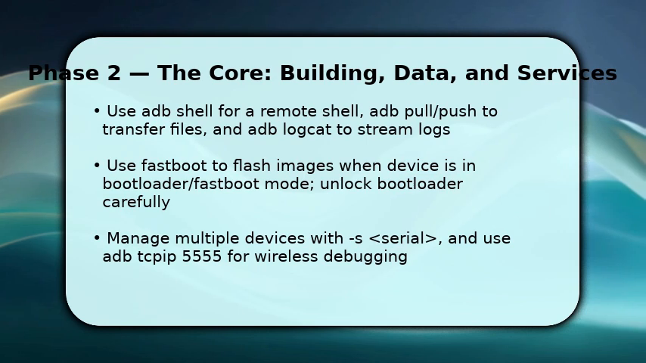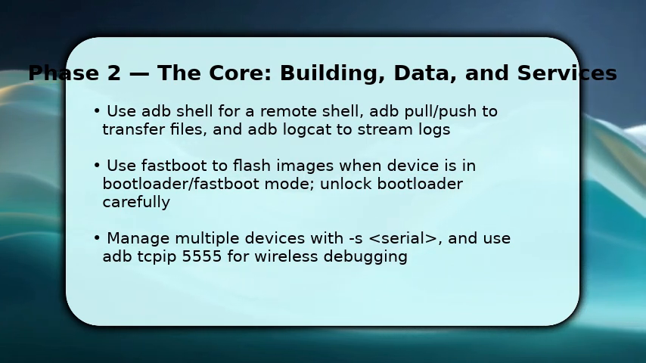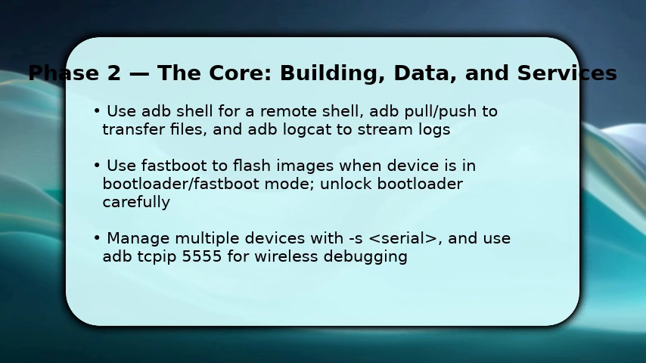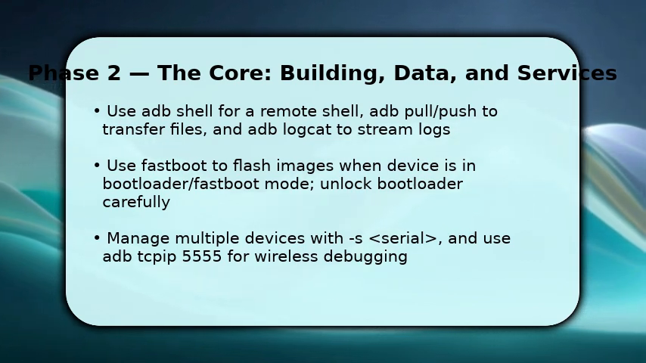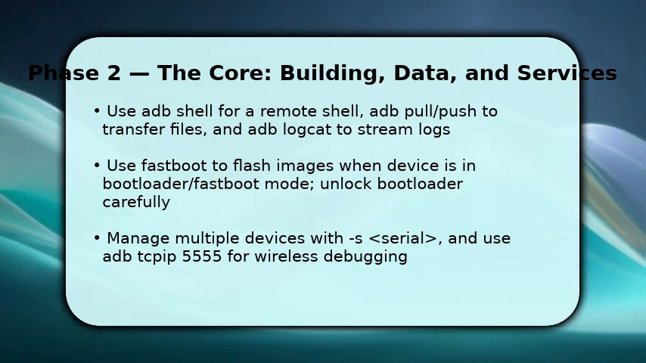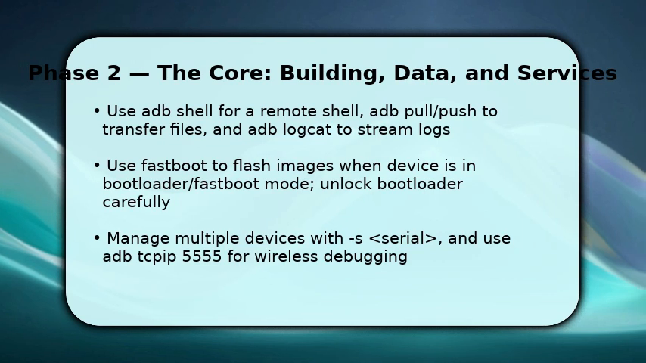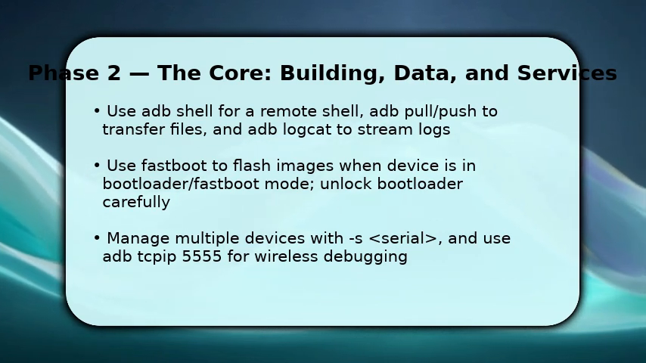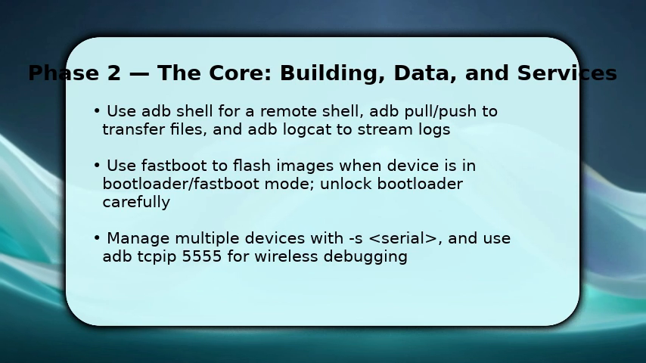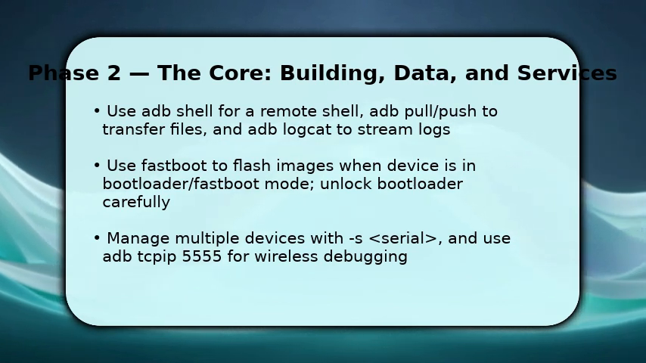When you need lower-level flashing, reboot the device to the bootloader and use fastboot to flash partitions. Make sure the bootloader is unlocked and you understand the wipe implications. If you have many devices, target one with its serial. For wireless work, you wrap up by turning these commands into a predictable workflow.